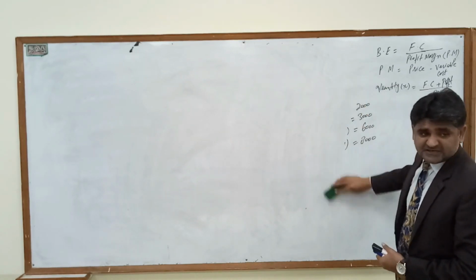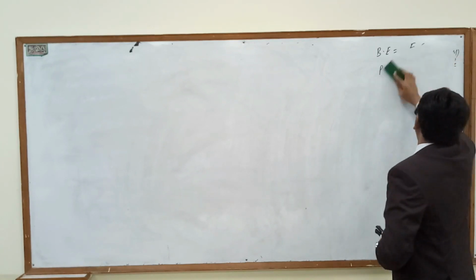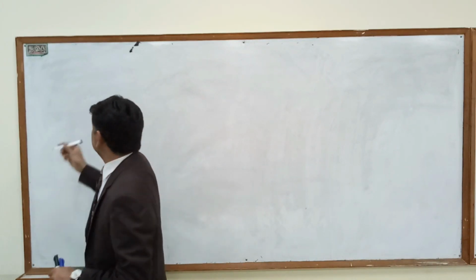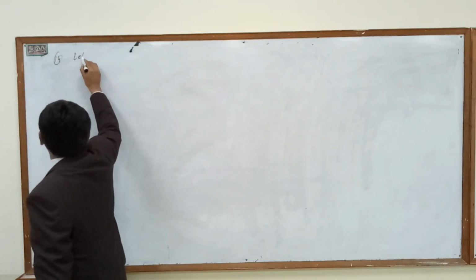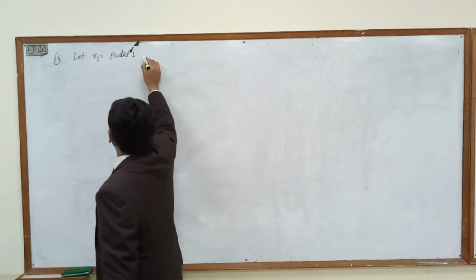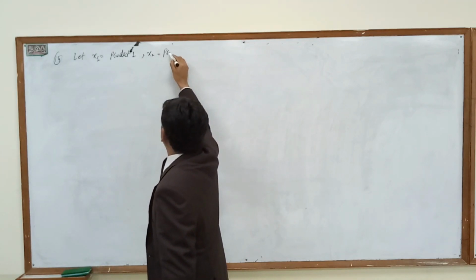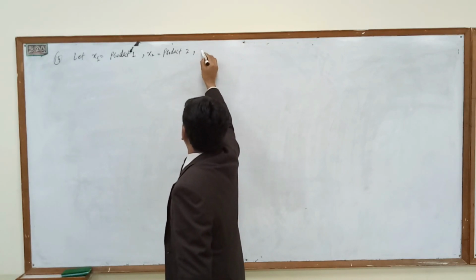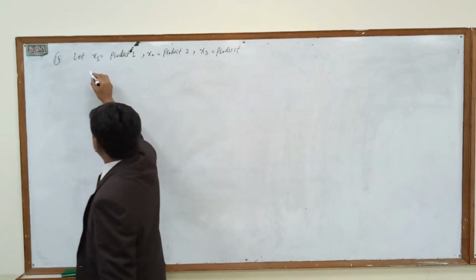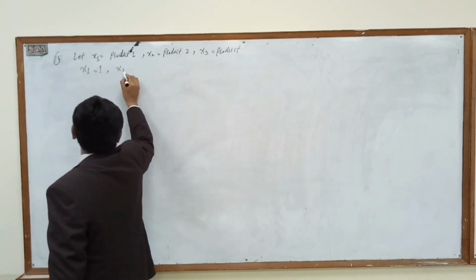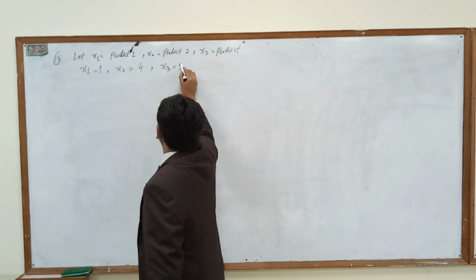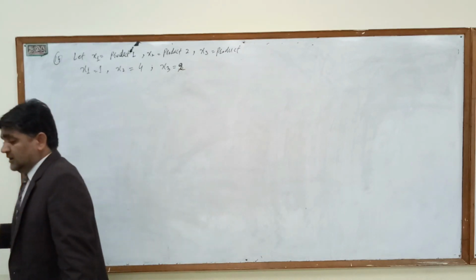So let X1 be equal to product 1, 1 unit. X2 means product 2, 4 units. And product 3, 2 units. Question number 14: let X1 equal product 1, X2 equal product 2, and X3 equal product 3. Number of units: X1 is equal to 1, X2 is equal to 4, X3 is equal to 2. Concept clear? Yes.